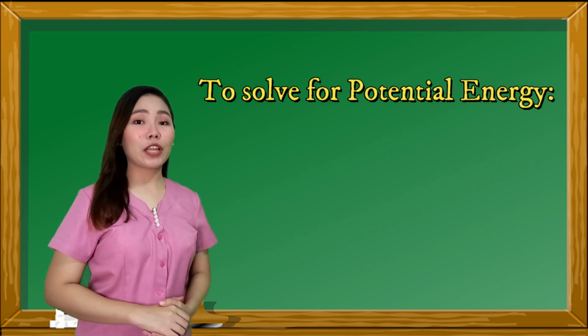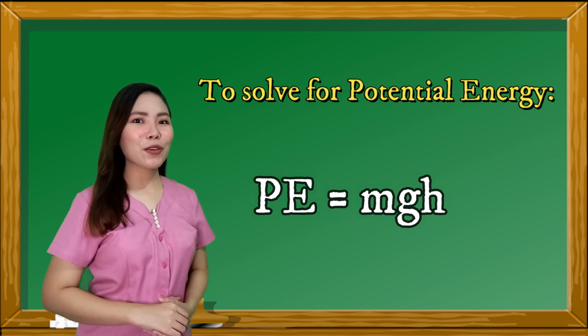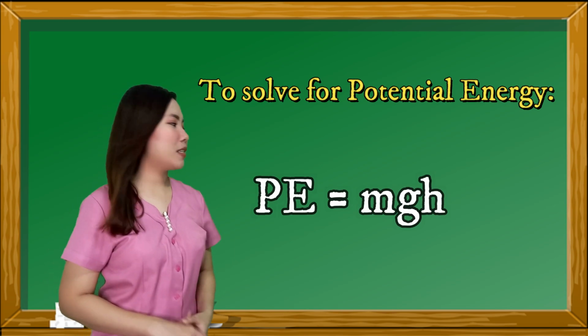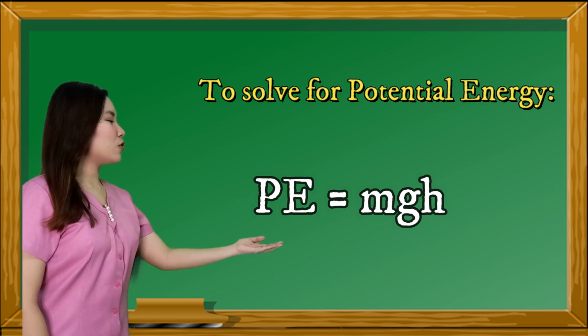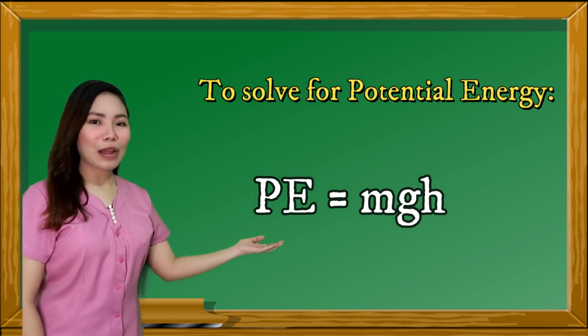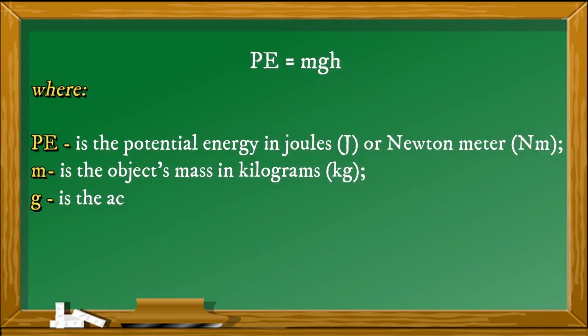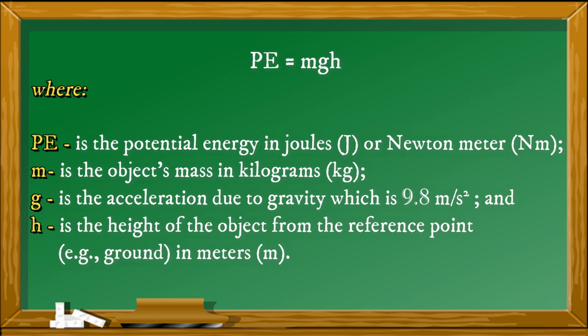Now, how to solve potential energy? So, meron tayong gagamitin na formula mga ka-super science. We have potential energy is equal to mass times gravity times height. In this equation, PE is the potential energy in joules or Newton meter. M is the object's mass in kilograms. G is the acceleration due to gravity and has a constant value of 9.8 meter per second square. H is the height of the object from the reference point in meters.